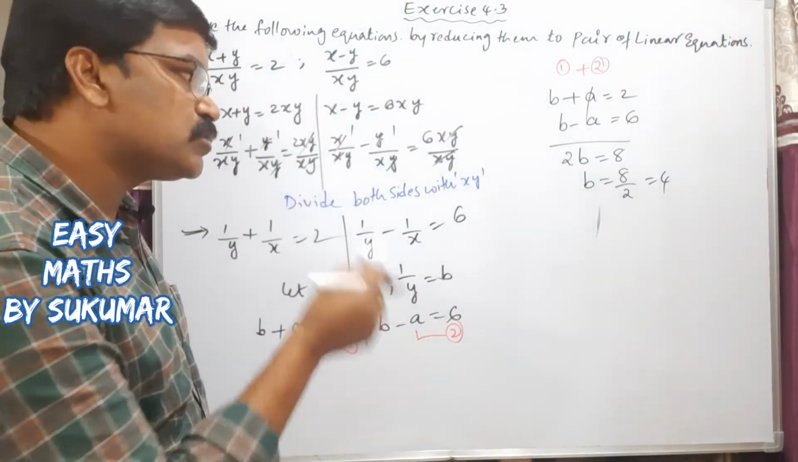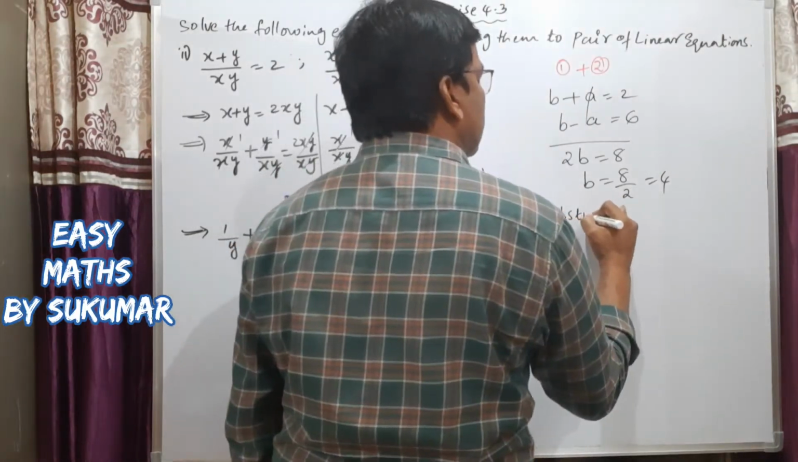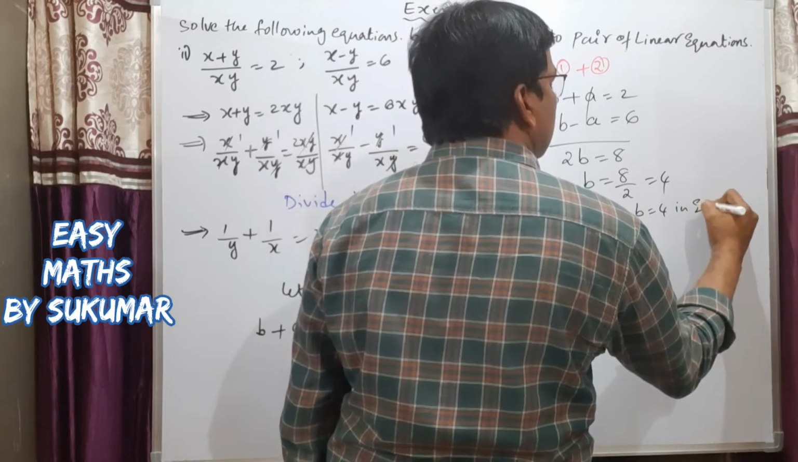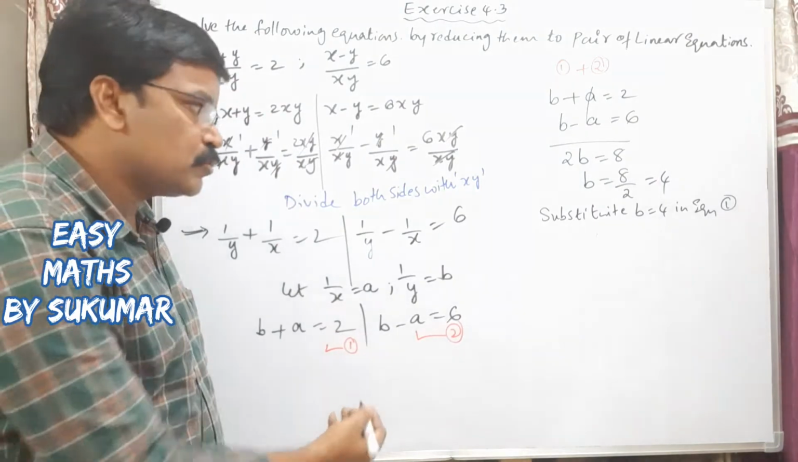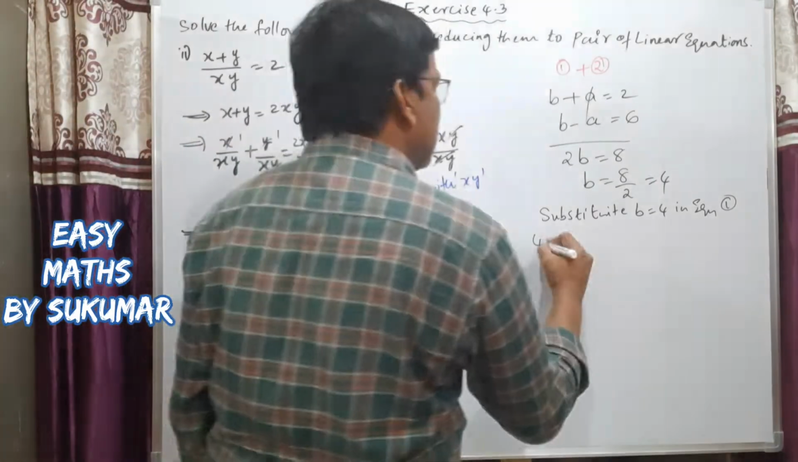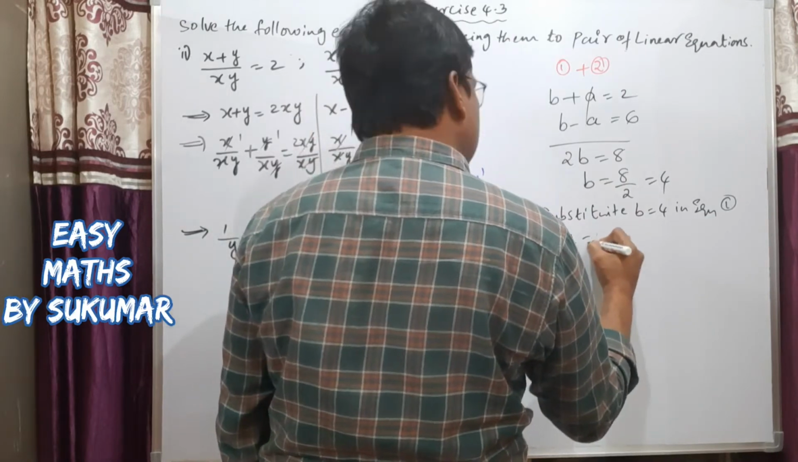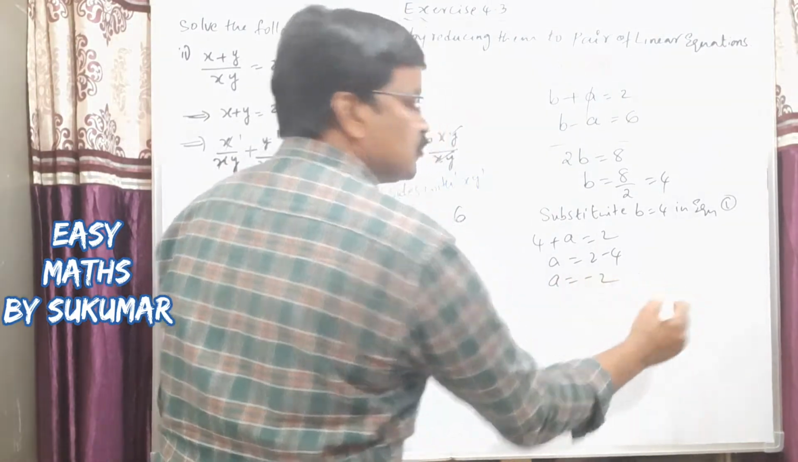Let us substitute b is equal to 4 in equation 1. What is equation 1? b plus a is equal to 2. Let us substitute 4 plus a is equal to 2, a is equal to 2 minus 4. That means a is equal to minus 2.